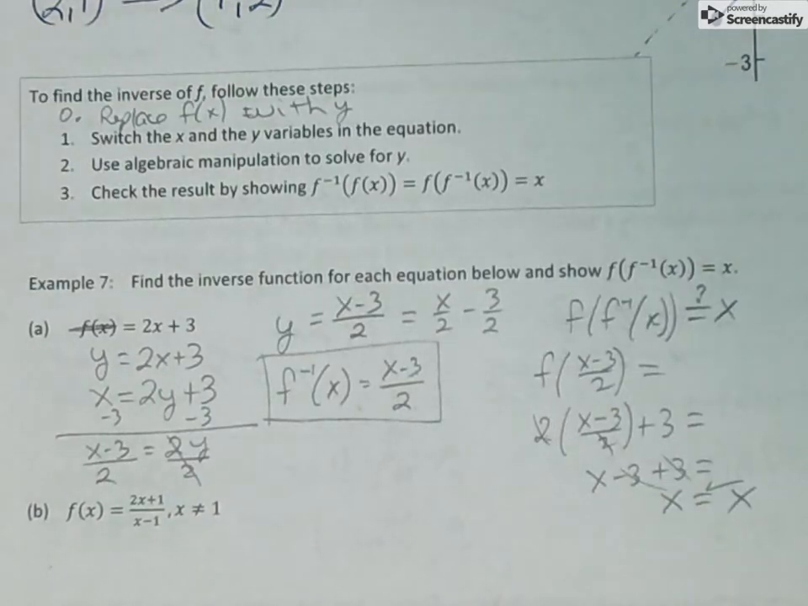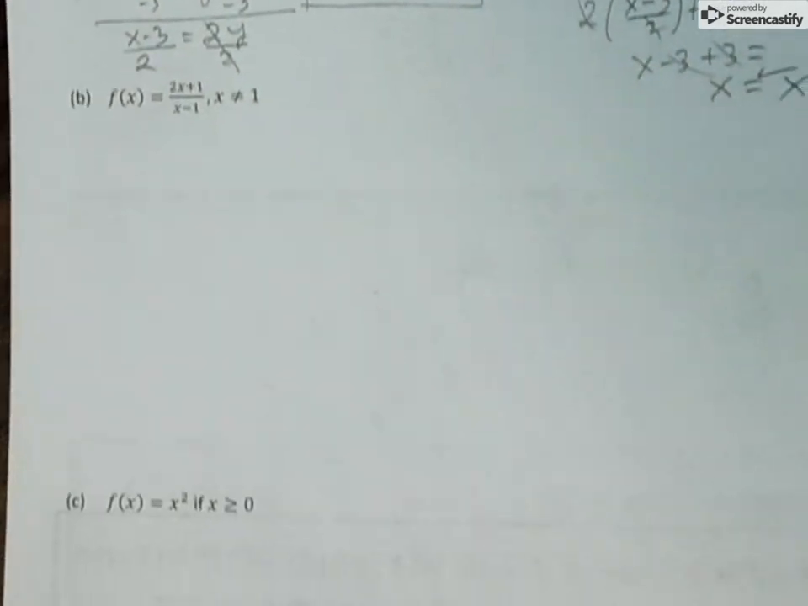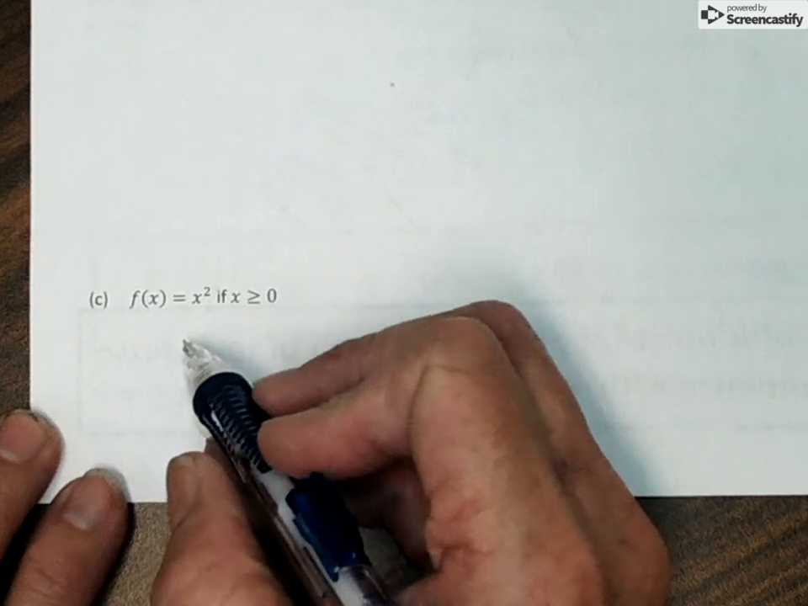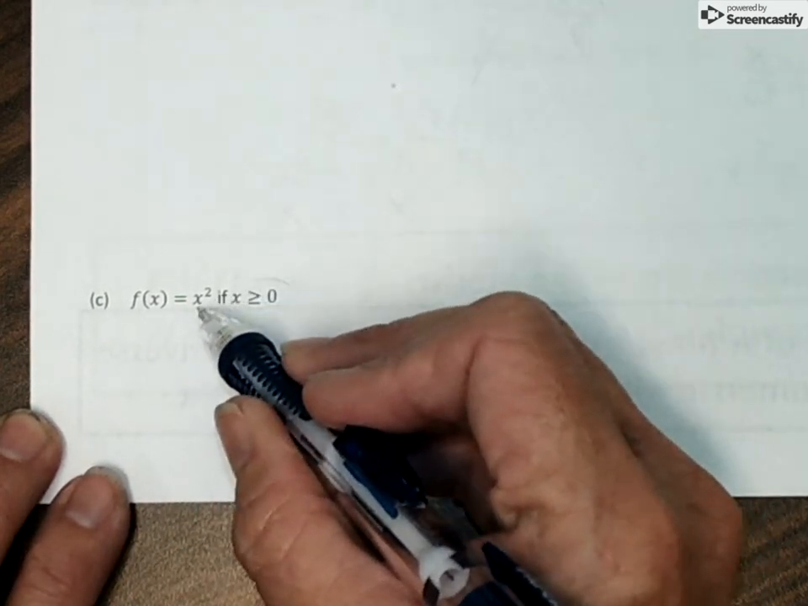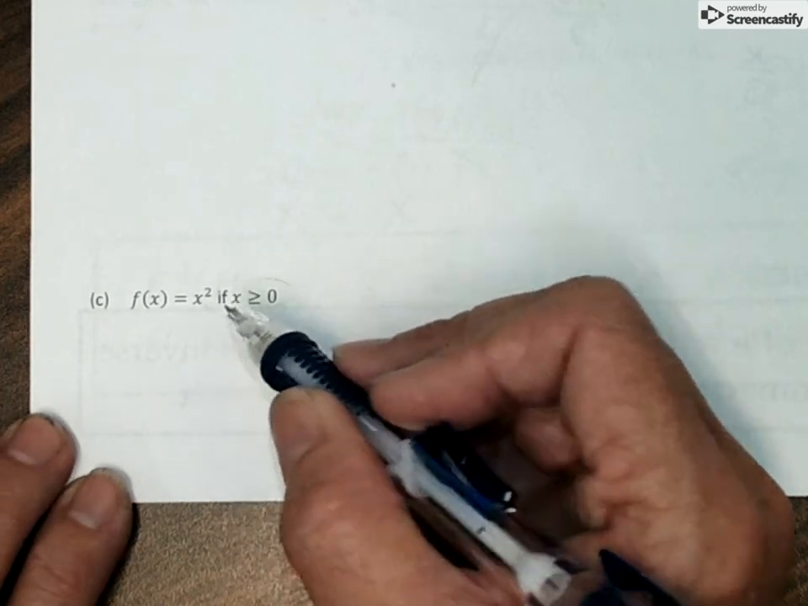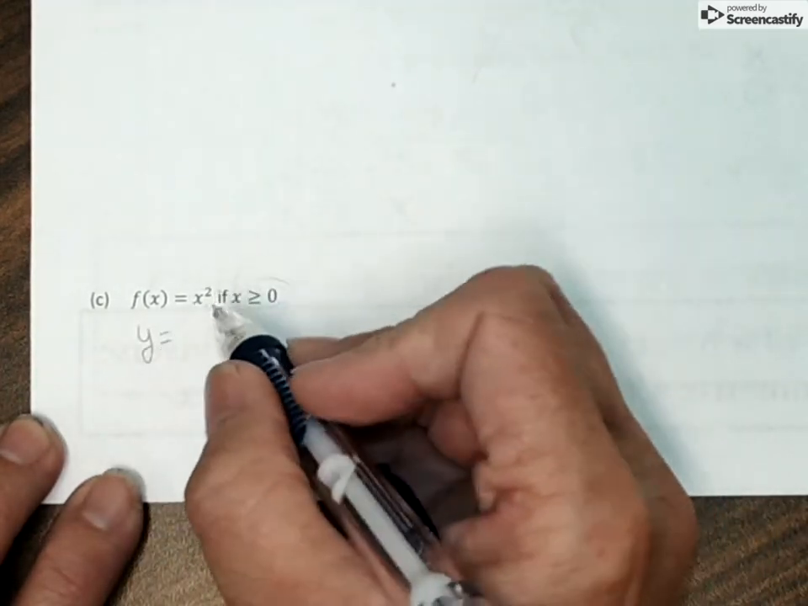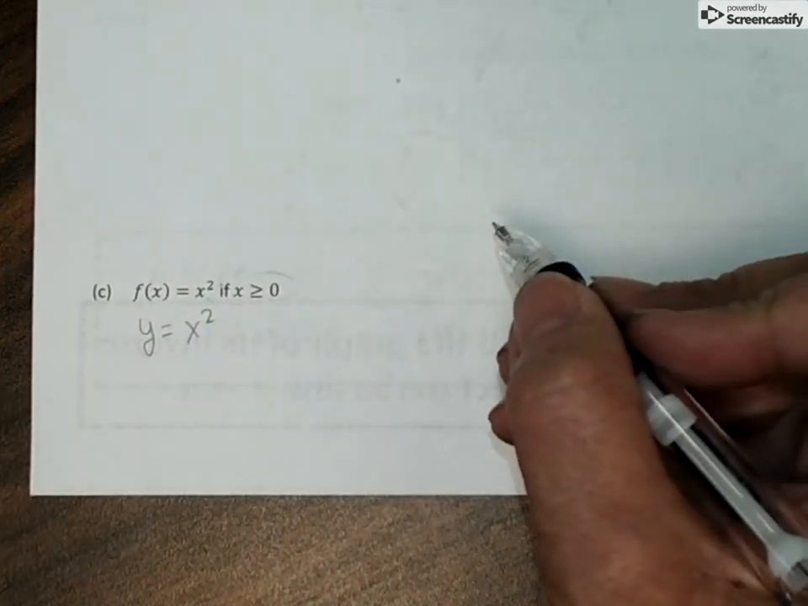Okay, so we've got 2 more examples, and I'm actually going to jump to example C first. It takes a little less room. So f of x equals x squared if x is greater than or equal to 0. We had to add this to make this a 1-to-1 function, so we only want half of our parabola. First thing I'm going to do is replace f of x with y. So y equals x squared.